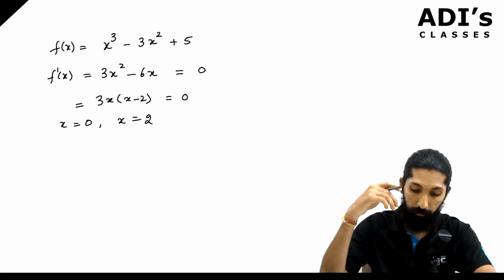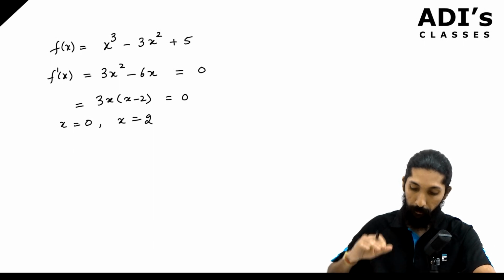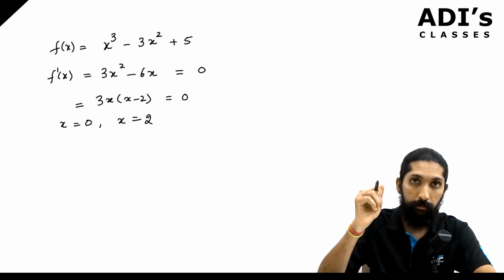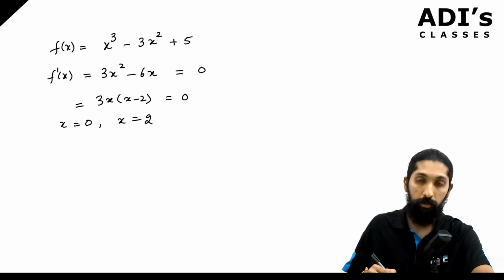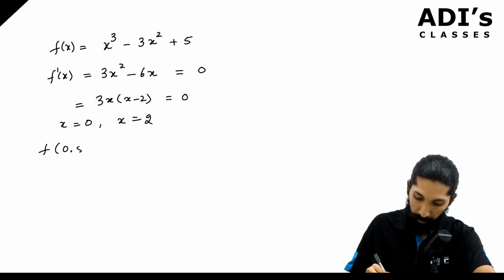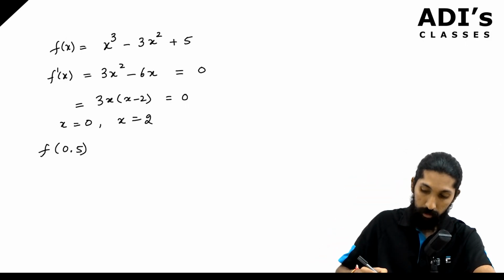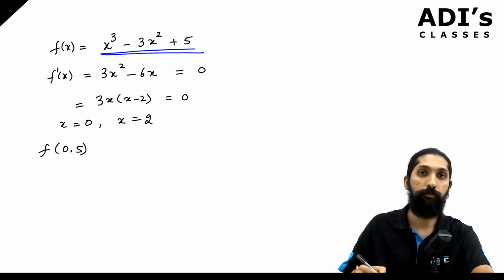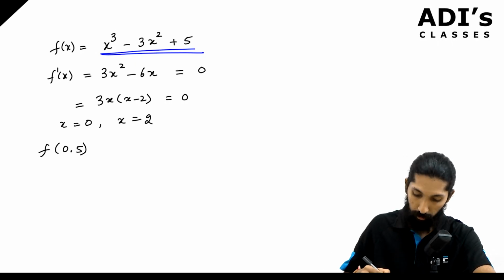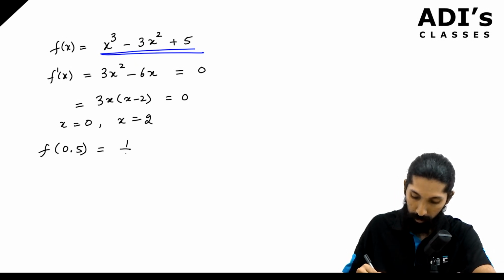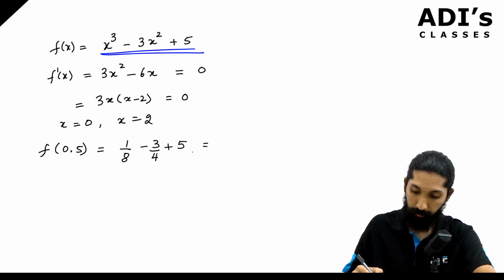Now since we have 2 points of inflection, we need to figure out, okay, anything less than 0 and greater than 0, what is the value? In the sense, take a value f of 0.5, which is very close to 0, right? So when you're taking f of 0.5, substitute this value in this function. You'll get 0.5 whole cube, which is nothing but half cube, 1 by 8, minus 3 into 1 by 4 plus 5. Okay, substitute. So 1 by 8 minus 3 by 4.